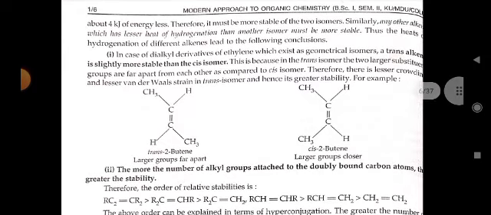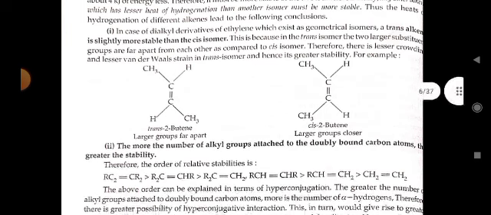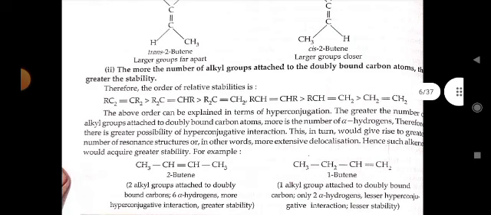In case of dialkyl derivatives of ethylene which exist as geometrical isomers, a trans alkene is slightly more stable than the cis isomer. This is because in the trans isomer the two larger substituent groups are far apart from each other as compared to the cis isomer. Therefore, there is lesser crowding and lesser van der Waals strain in trans isomers, and they have greater stability. For example, trans-2-butene, cis-2-butene.